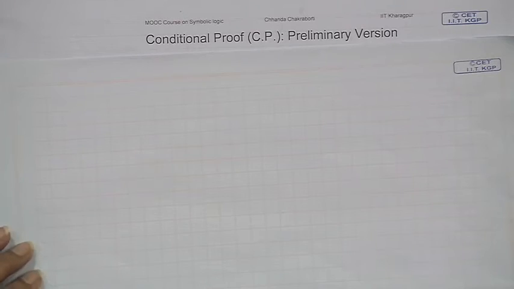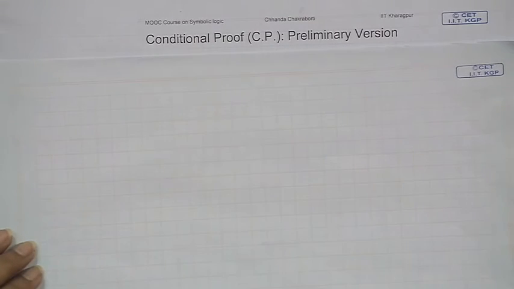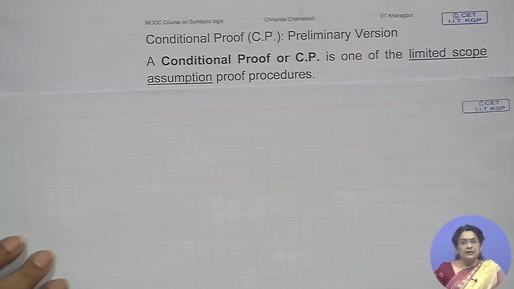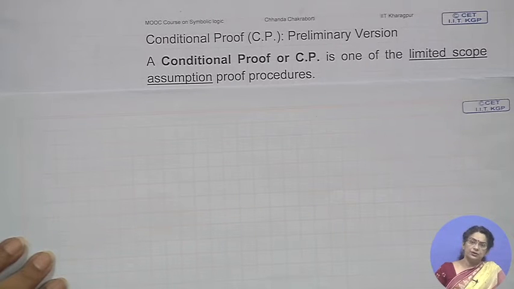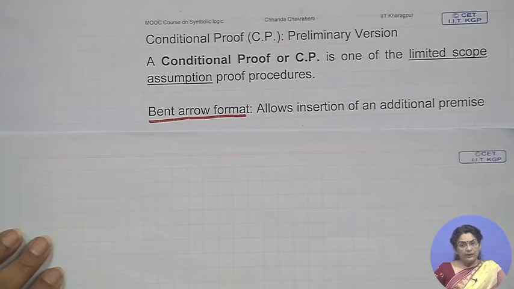Let us now come to today's topic, that is conditional proof, but we are going to only look into the preliminary version, as I said, the elementary version. What it is, I have already said: it is the limited scope assumption proof. So, everything that I have said earlier about the limited scope assumption proof still holds for the conditional proof. For example, the bent arrow format that we have learned in the case of IP or indirect proof still applies.